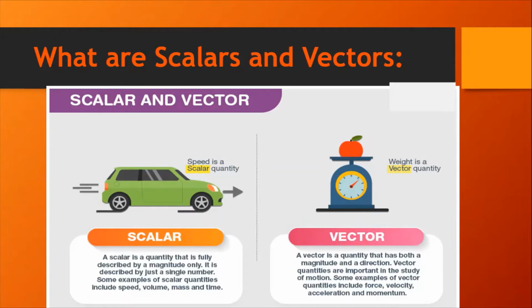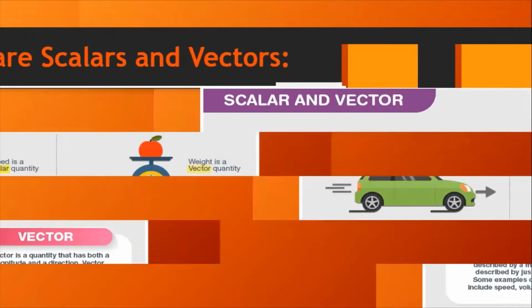So what does that mean? Speed is a scalar quantity, and weight is a vector quantity because it has direction. So weight is a vector quantity and speed is a scalar quantity. So what is the difference between the two? Speed has no direction and weight has direction, so it is a vector quantity. So I am moving towards the next slide. This is all about the definition of scalars and vectors.